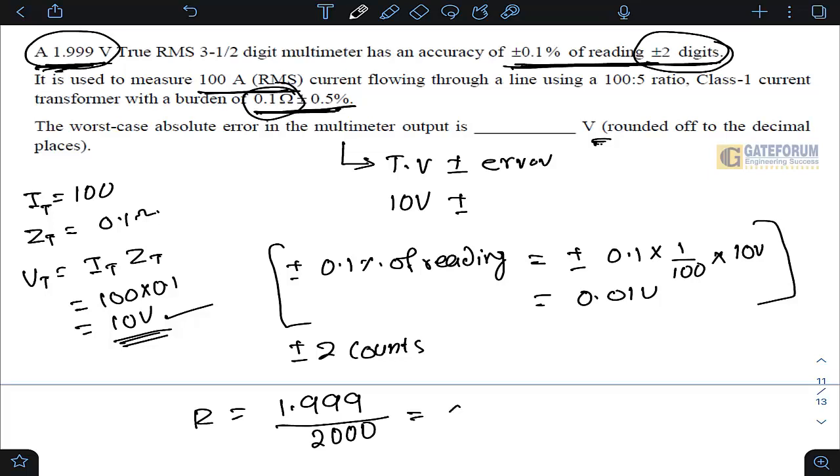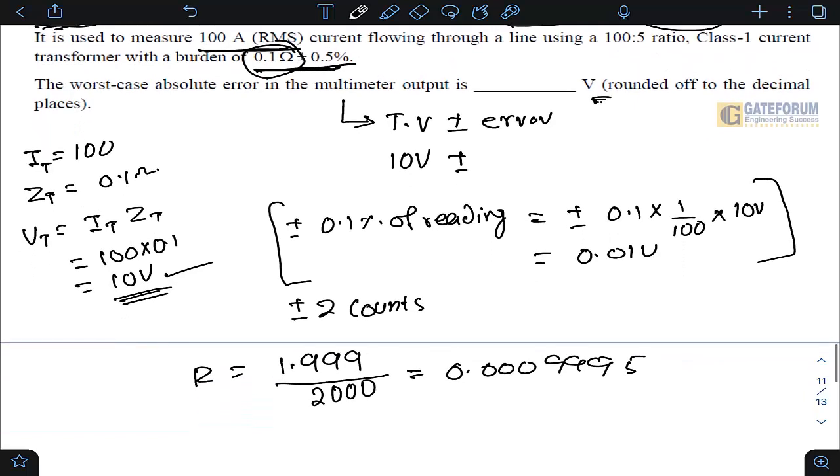This is coming as 0.00099995. You have to take this because we are calculating error, and since the first 3 digits are 000, you have to go for the next digits. This is the resolution, but we need 2 counts. So 2 counts means that if 2 clocks are applied, there is this much increment in one cycle, and for 2 cycles it is twice of this. So this is 2 into 0.00099995. If you evaluate this quantity, students, it comes as 0.00199.